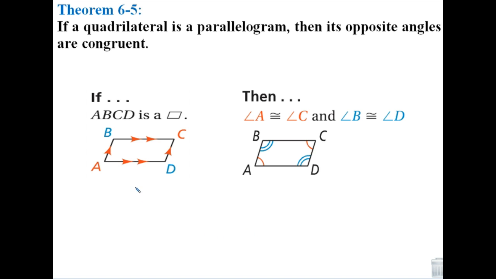We also have, if a quadrilateral is a parallelogram, then its opposite angles are congruent. So angles A and C, across from each other, will be congruent. Same thing with angles B and D.